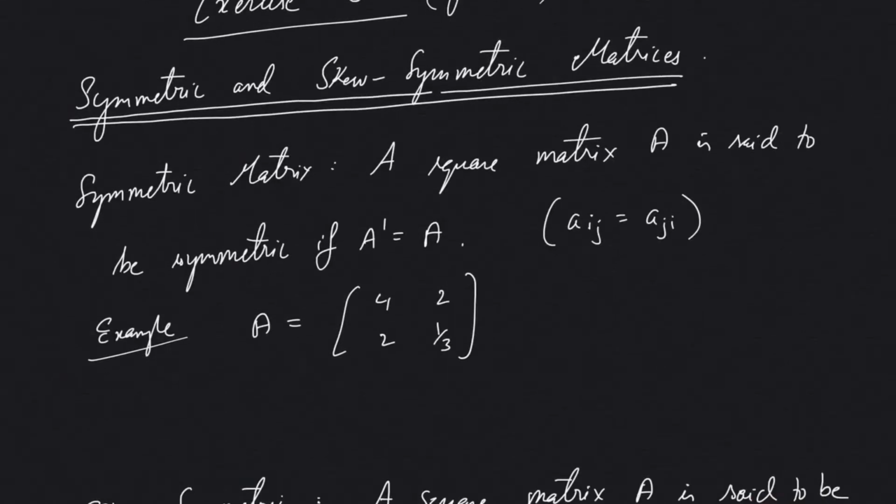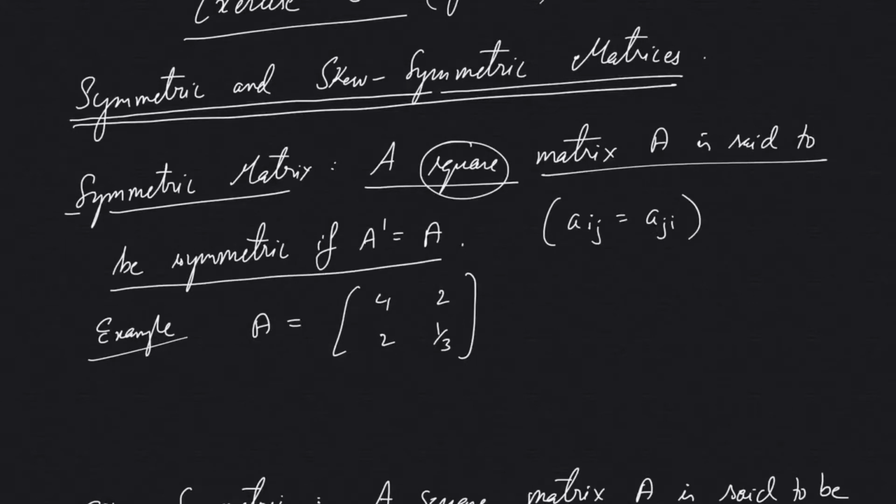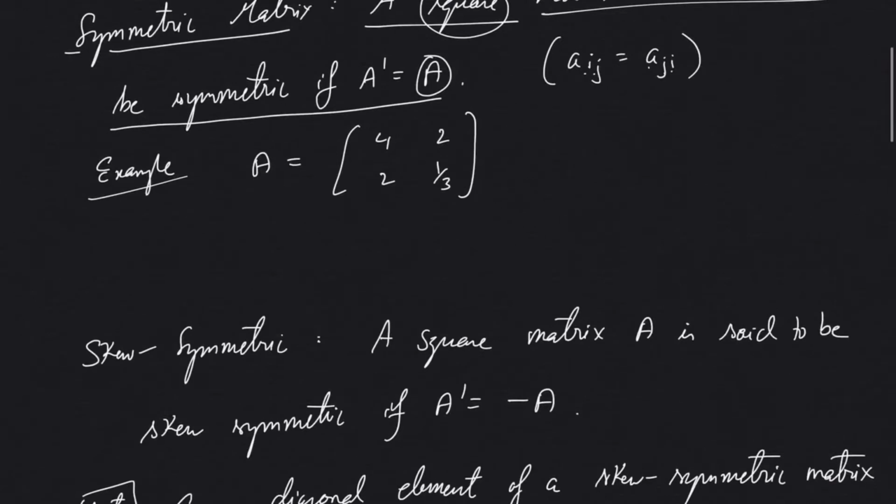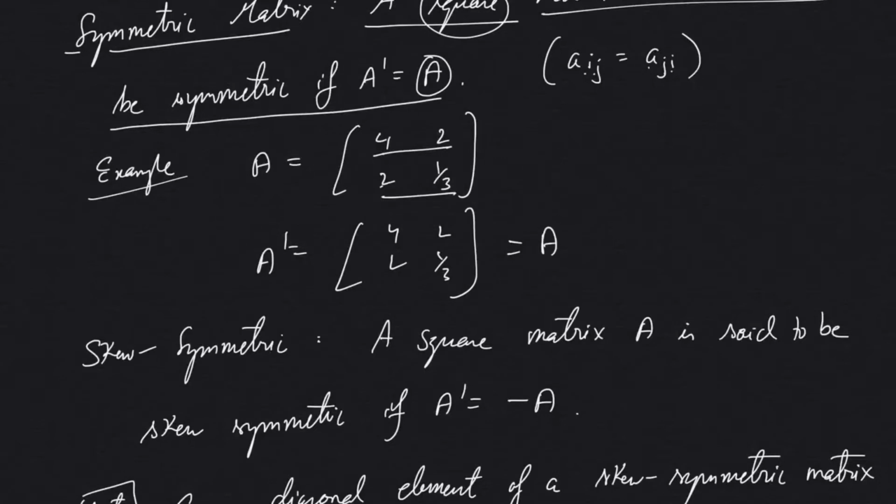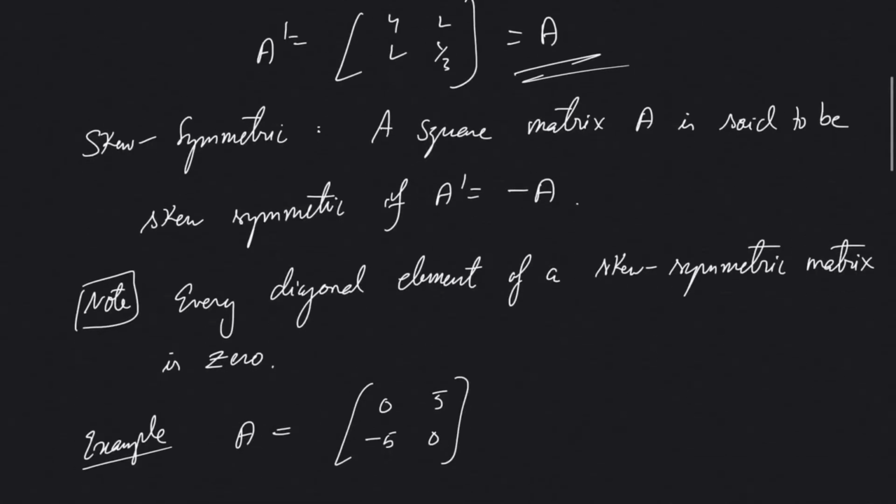Simple concept. What is a symmetric matrix? It's a square matrix. Please note it is a square matrix. That means the number of rows and number of columns should be the same. A square matrix A is said to be symmetric if the transpose of A results in the same matrix. That is, Aij element should be equal to Aji element. For example, if a matrix A is given, then its transpose, rows to columns, 4 2, rows to columns, 2 1 3. What do we have here? The same matrix again, isn't it?